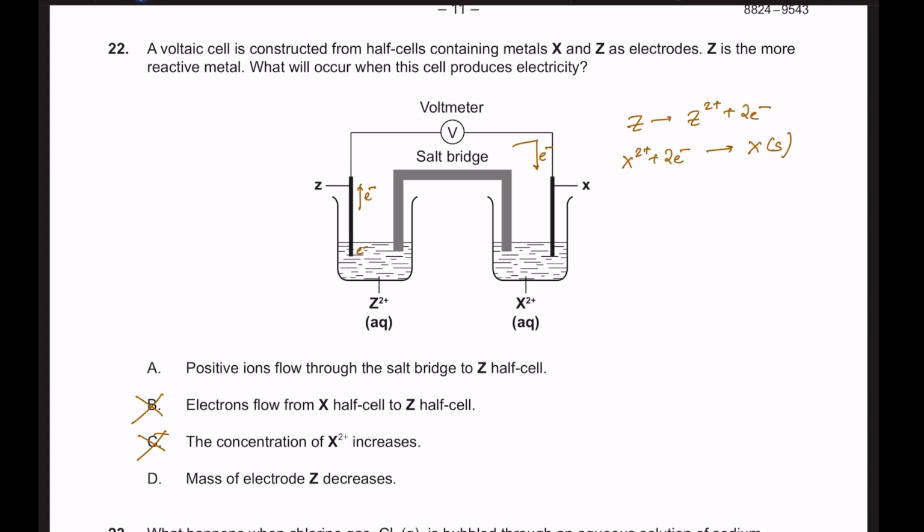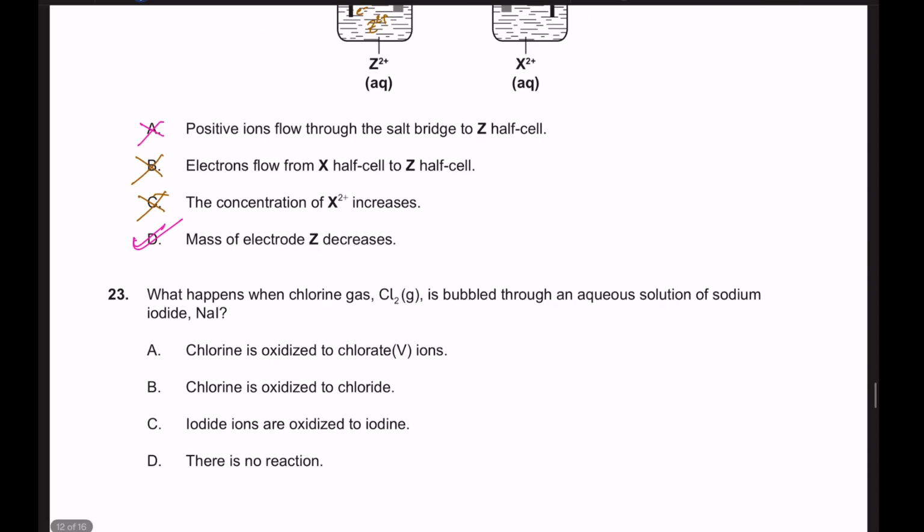Now, positive ions flow from salt bridge to Z. In this part, Z2+ ions are produced. To neutralize Z2+, negative ions will enter this Z2+ solution to neutralize the positive charge. But positive ions from the salt bridge will not enter this electrode. So A is also wrong. Mass of electrode Z decreases. That is correct because Z solid becomes Z2+. With time, Z solid amount will keep decreasing and Z2+ concentration will keep increasing. Answer is D for 22.